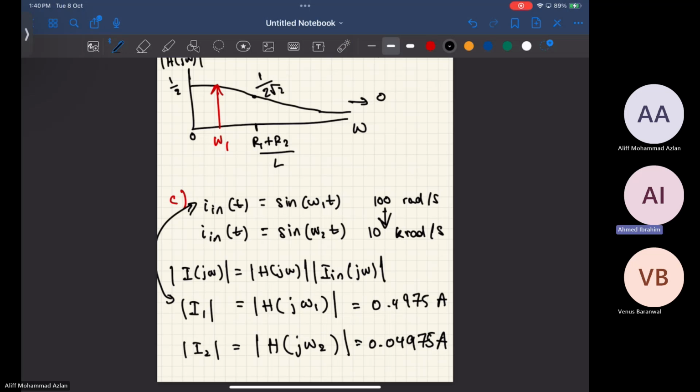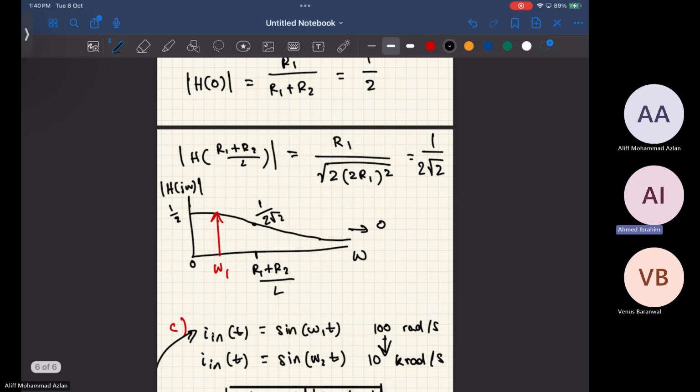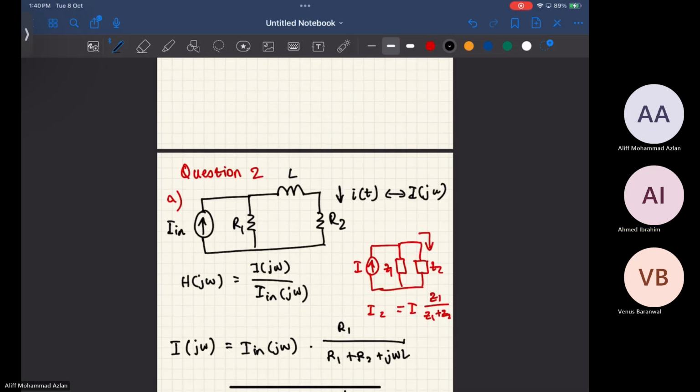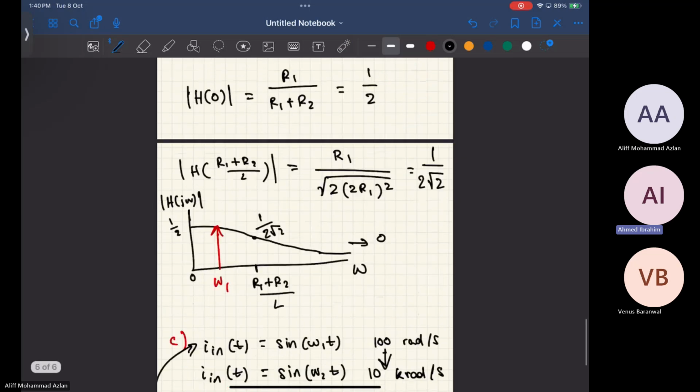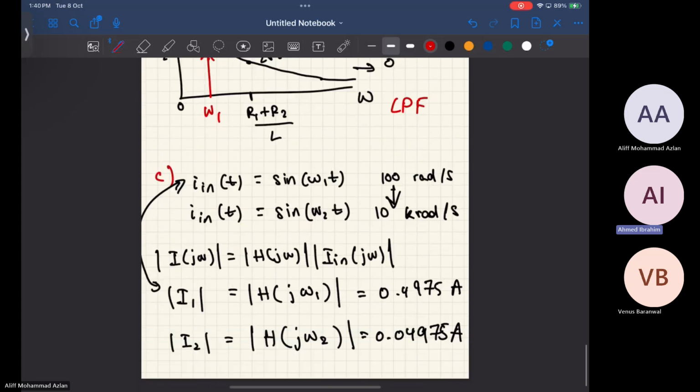Part 2 is asking to compare the two results and explain why one amplitude is greater than the other. That's essentially because of the nature of the magnitude response we have. In this case, we've got a circuit which is an inductor with a resistor, and that creates a low pass filter. A low pass filter only allows low frequencies to pass through and attenuates the higher frequencies. So the higher frequency is going to get attenuated, and that's why it's much smaller.